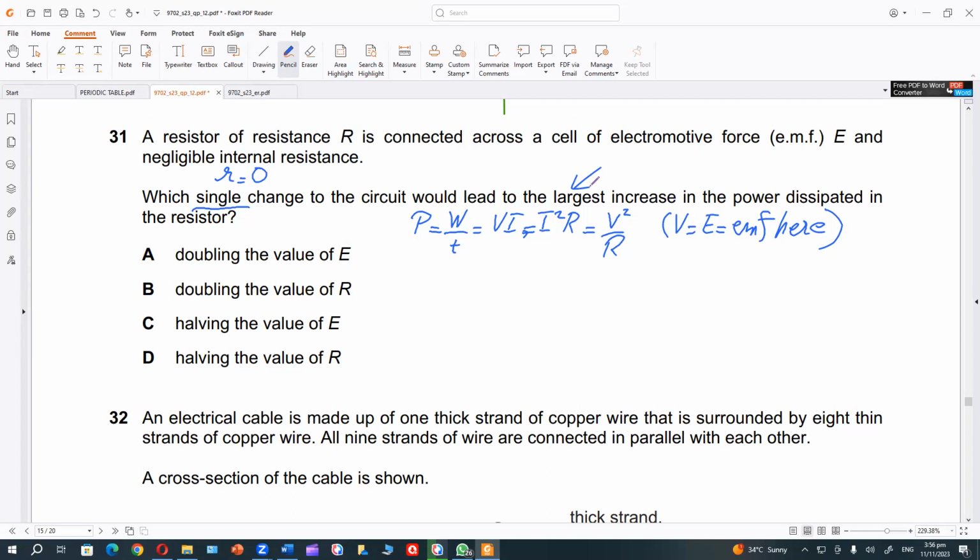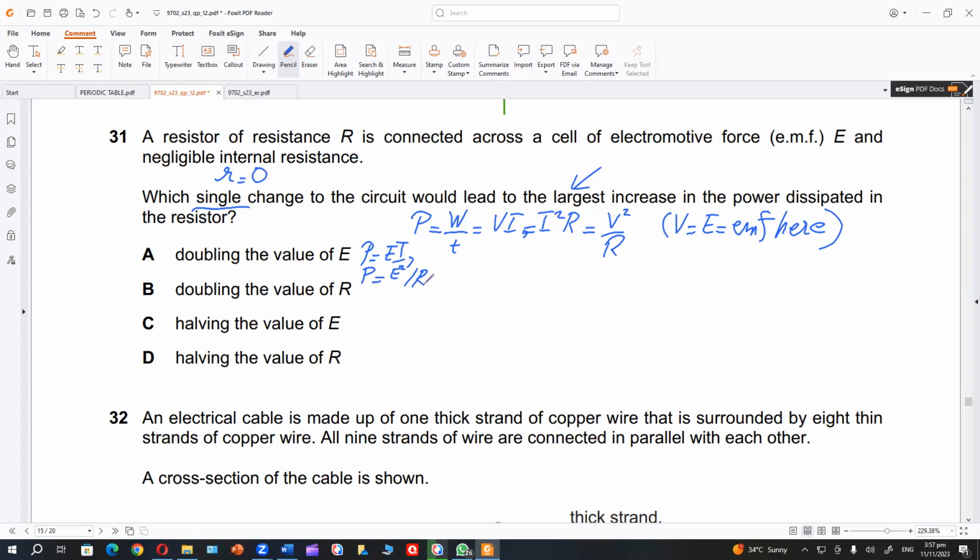So double the value of E. If I double the value of E and I use the formula P is equal to VI, if I write P is equal to EI, and P is equal to E square upon R. Second formula is P is equal to E square upon R. So now I have an option here, because if I double the EMF, I can get power 4 times. The problem is there, he is using the word largest.